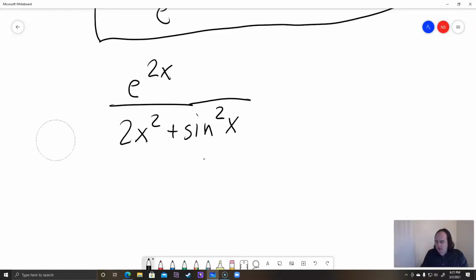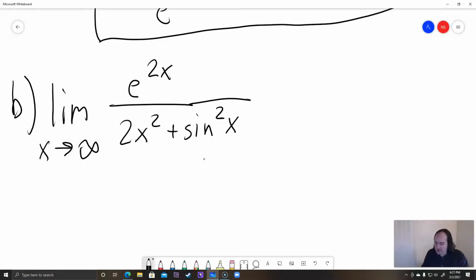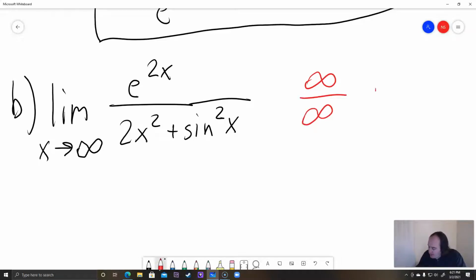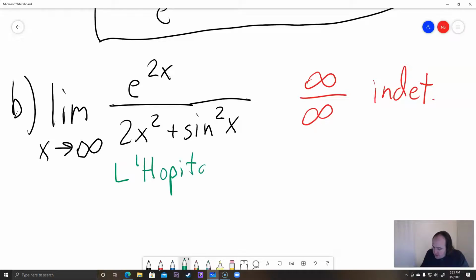Once again, the way we determine that is we put e to the 2x in the numerator, and we put our other function in the denominator, and then we take the limit as x goes to infinity. Now, once again, if I just plug in infinity, I'm going to get infinity over infinity, which is indeterminate. So what do I have to do? I have to do L'Hopital's, just like the last one. So I take the derivative of both the numerator and the denominator.